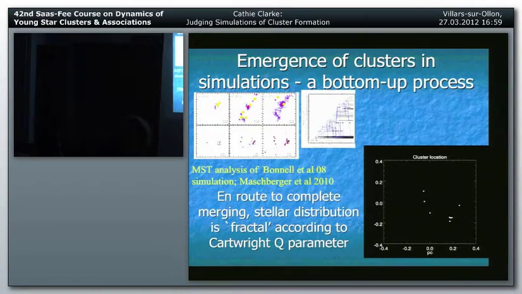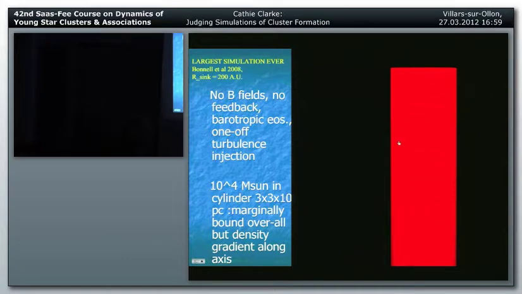What am I doing? Right, I'm going to set it going again.